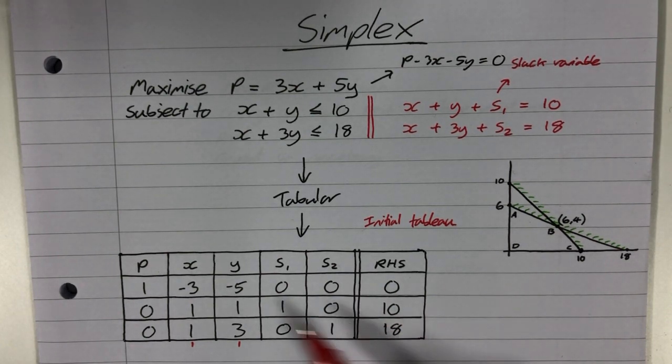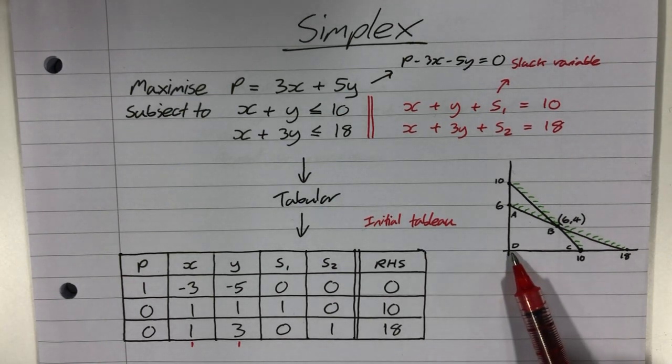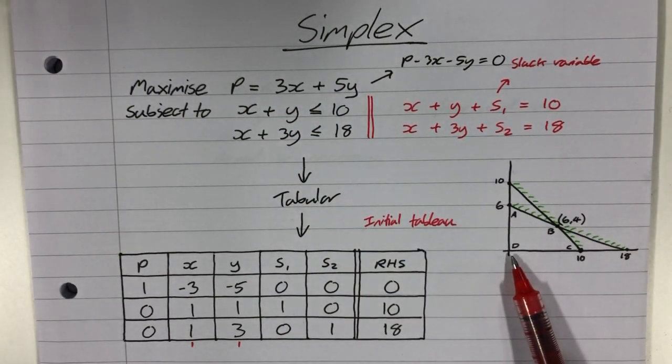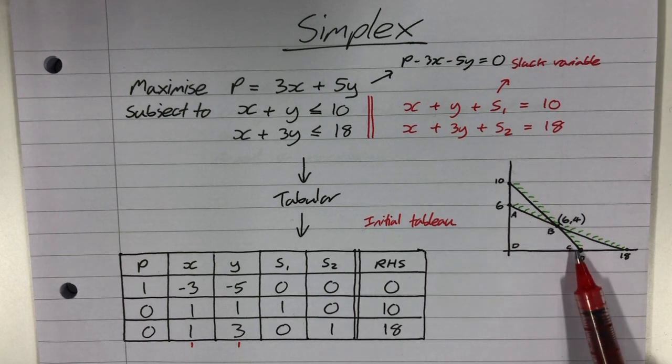We are at the origin, x and y are both 0. But obviously the solution is not maximised, because here p is 0. And that's no good because there are solutions in this feasible region where p is not 0.